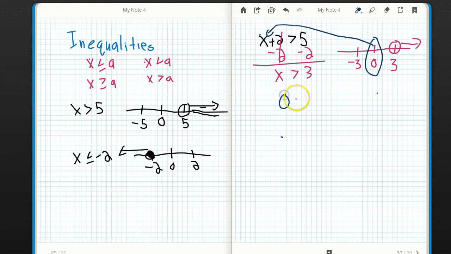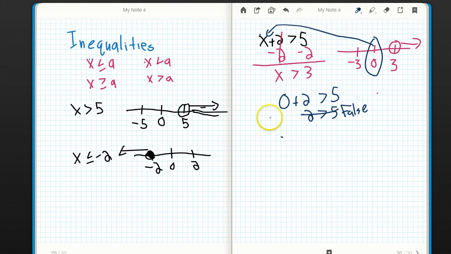So we have 0 plus 2 is greater than 5. 0 plus 2 is 2. Now, is 2 greater than 5? You should be saying, no, Mr. B, 2 is not greater than 5. So this is false. So since it is false or incorrect, we do not shade this way. And did we shade in this direction? No. So we did it the right way.